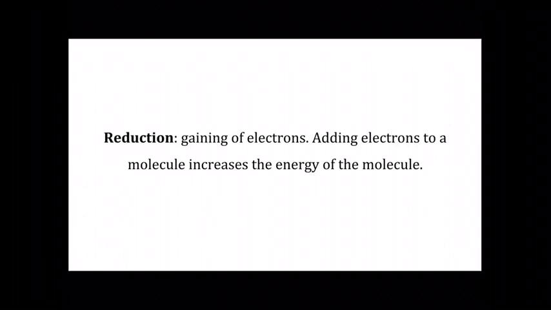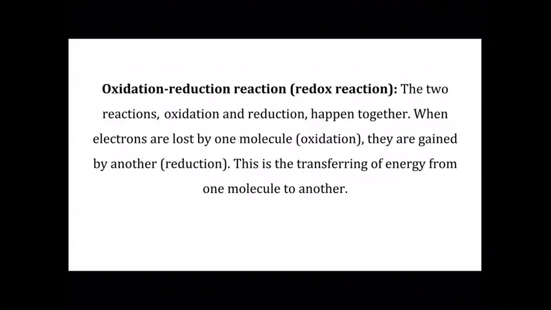So when a molecule is reduced, it has more energy than it had. It has taken on an electron, and therefore it has taken on energy. Okay, so reduction is a gaining of electrons and a gaining of energy. Now, oxidation and reduction happen together. So if one molecule is oxidized, in other words, one molecule loses an electron, another molecule is reduced. So some other molecule gains that electron. And again, remember that losing an electron means losing energy, and gaining an electron means gaining energy.